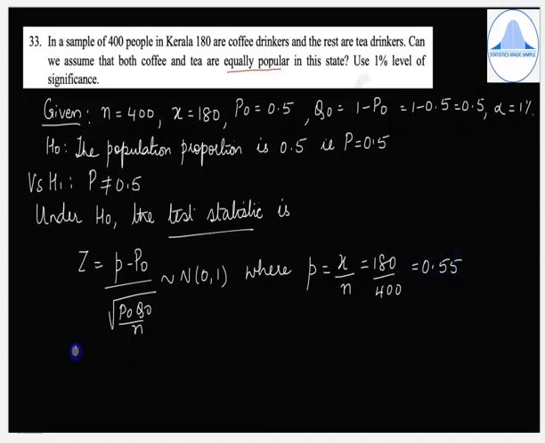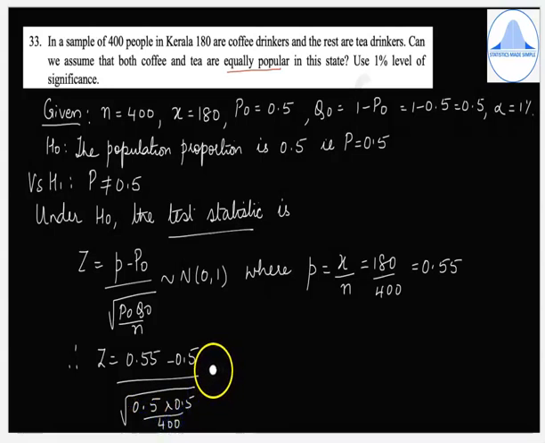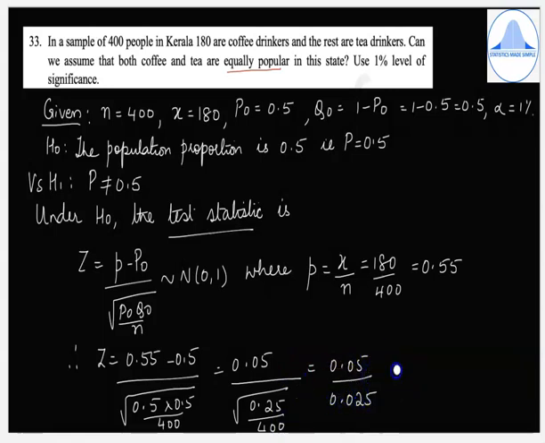So substituting, we get Z is equal to 0.55 minus 0.5 divided by root of 0.5 into 0.5 divided by 400. So it simplifies to 0.05 divided by root 0.25 divided by 400, which is 0.05 divided by 0.025, and we get the value as 2.